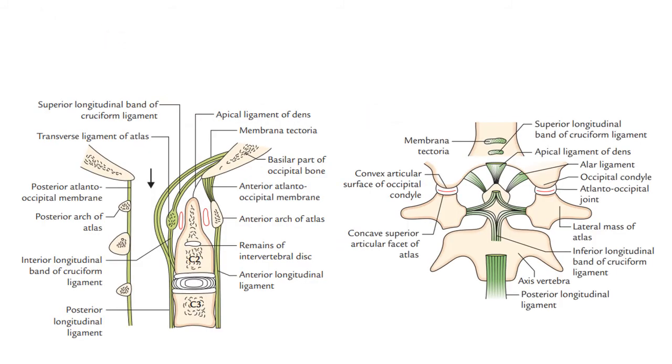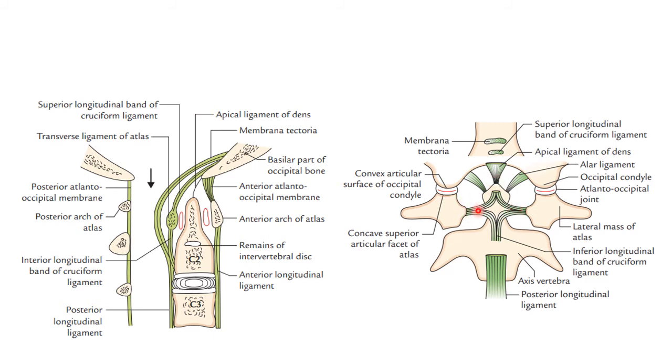Now we discuss the ligaments of the median atlanto-axial joint. The first one is obviously the fibrous capsule. It is loose and surrounds the joint anteriorly. Obviously the joint is present anteriorly. It is surrounded by the fibrous capsule posteriorly and on the sides. It is attached to the margin of the articular facets and it is lined by the synovial membrane.